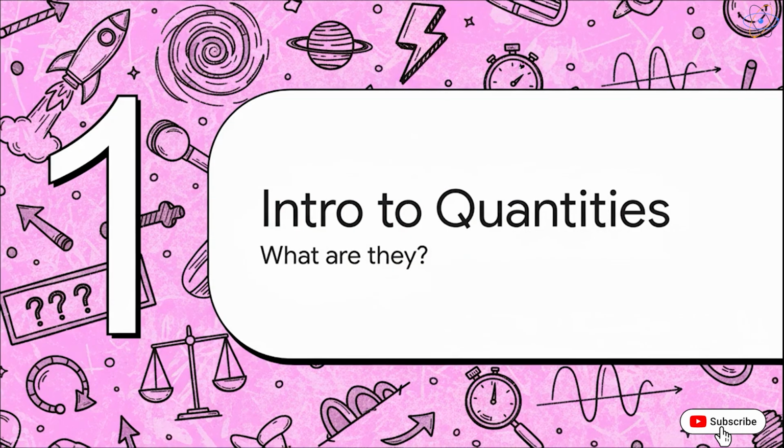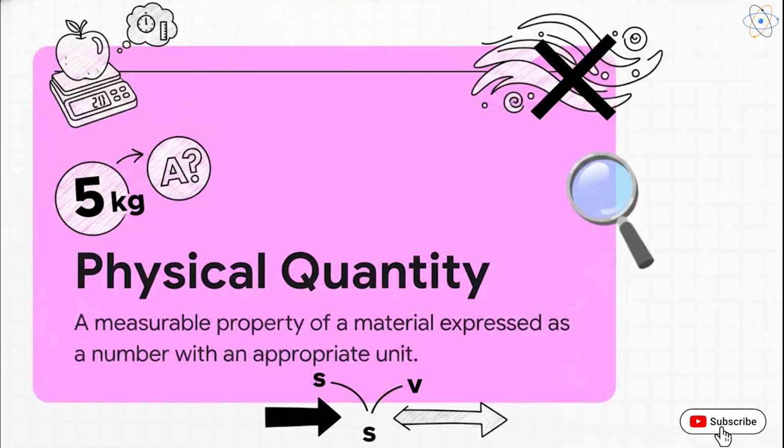Section 1. Introduction to Physical Quantities. So, before we start sorting things into categories, let's nail down what we're actually looking at. So what exactly is a physical quantity? Well, simply put, it's any property of a material or a system that can be measured and then expressed as a number with a unit. It really needs those two things.